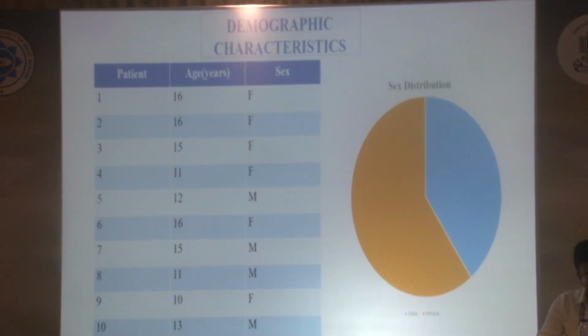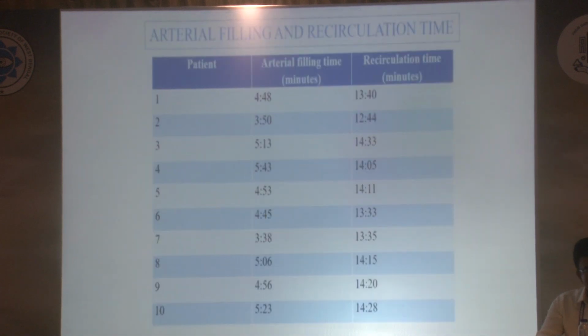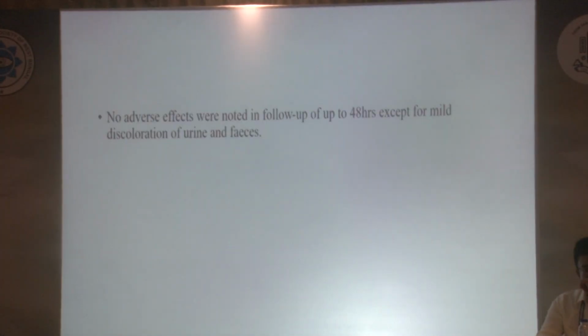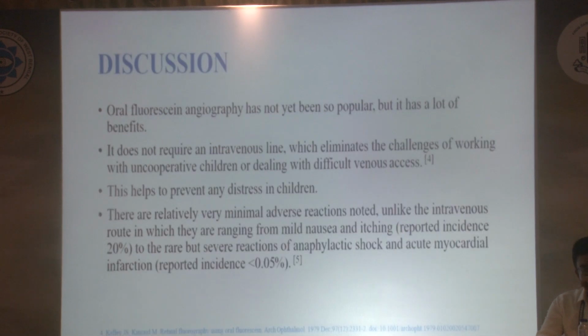Coming to the results, our study included an average age of 13.5 years and a male to female ratio of 2:3. And we attained a mean arterial filling time of about 4 minutes 49 seconds and a mean recirculation time of about 13 minutes 56 seconds. This is the arterial filling phase. This is the recirculation phase. No adverse effects were noted in follow-up of up to 48 hours except for mild discoloration of urine and feces.